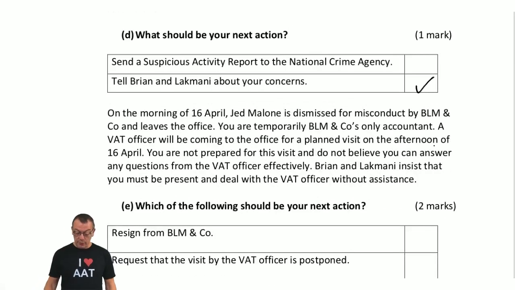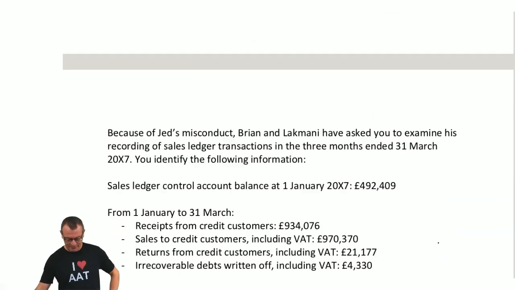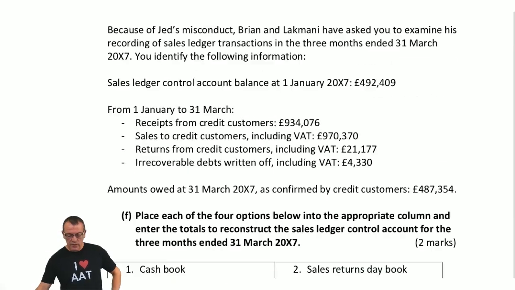Okay. On the following morning, Jen Malone is dismissed for misconduct and leaves the office. You're the only accountant. So what are you going to do? A VAT officer will be coming for a planned visit in the afternoon. So you're not prepared. Do you resign? That's the last resort. No. Request that the visit is postponed or agree to deal with the VAT officer. So let's postpone the visit.